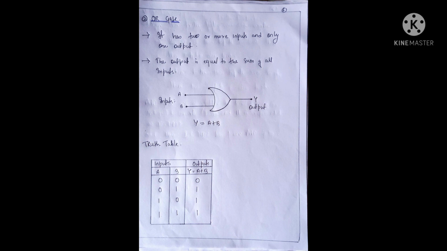When both the inputs are low, the output is also low. OR gates are also available in terms of IC, and it is represented as IC 7432.